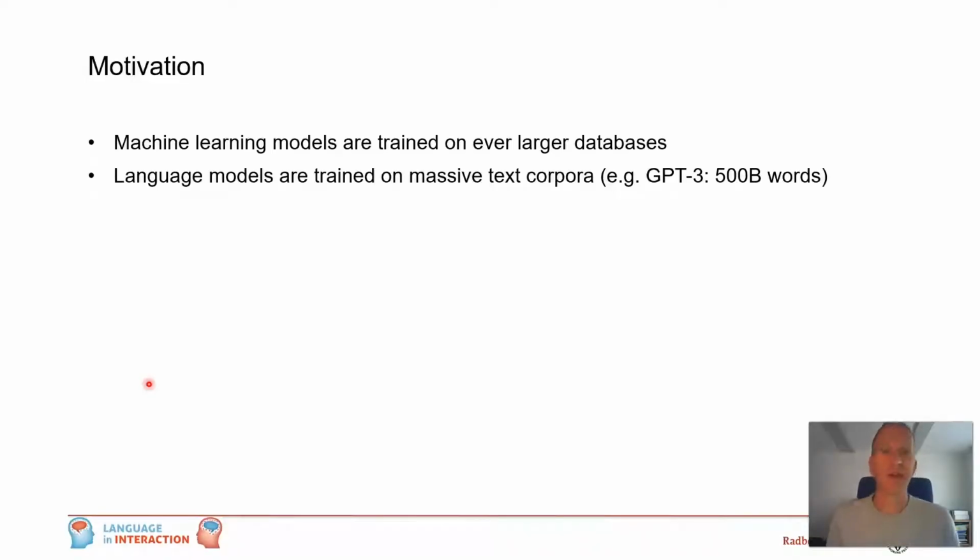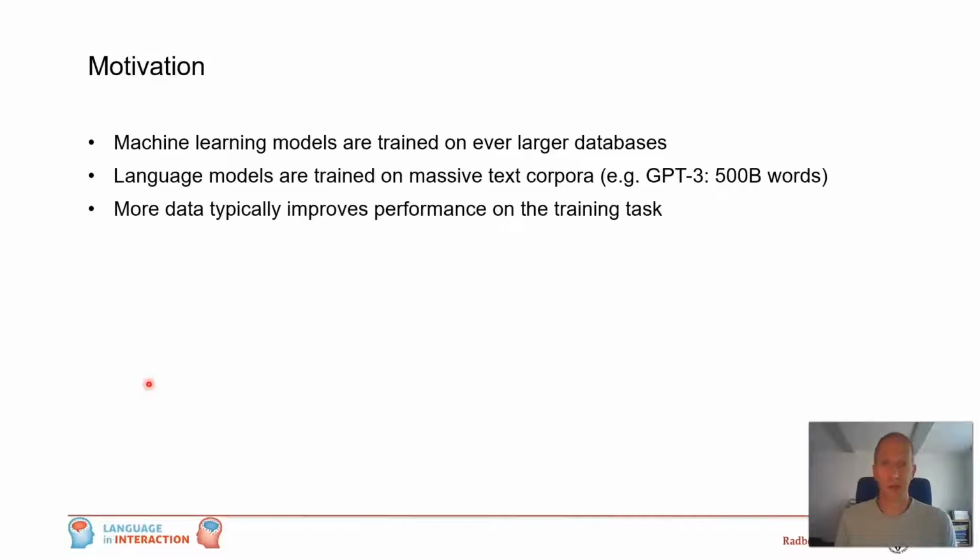Artificial intelligence is nowadays mostly based on machine learning. And these machine learning models are trained on large databases. These are getting larger and larger. Language models, for example, are trained on maybe 500 billion words nowadays. That is a lot of words. That is more than people experience in their entire lifetime. The reason to use such large training sets is, of course, because it makes the models more successful. At least it improves the performance on the training task, the task that the model is trained to perform.